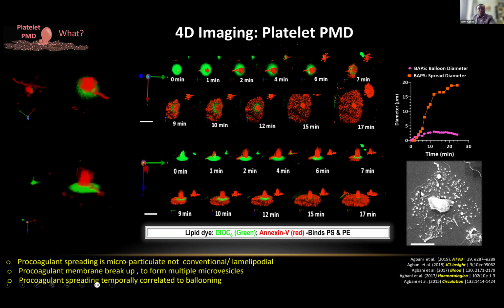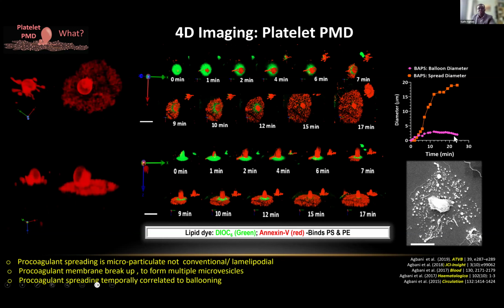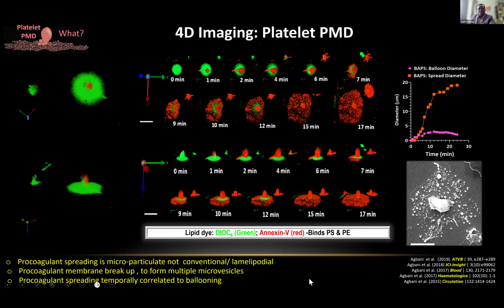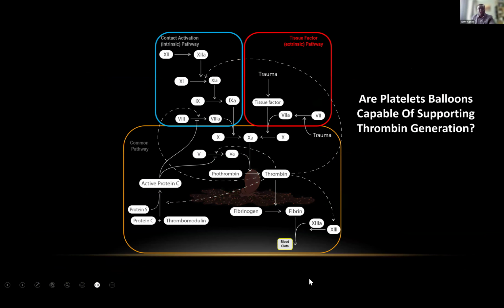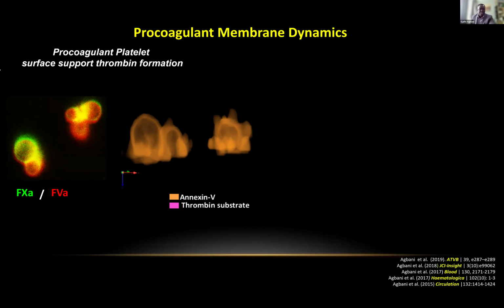So it is possible that ballooning is one way that platelets allow for the formation of microvesicles. A big question to ask at this point is, are the ballooned platelets, as we've seen them now, capable of supporting thrombin generation as we have seen? Well, the answer is yes.